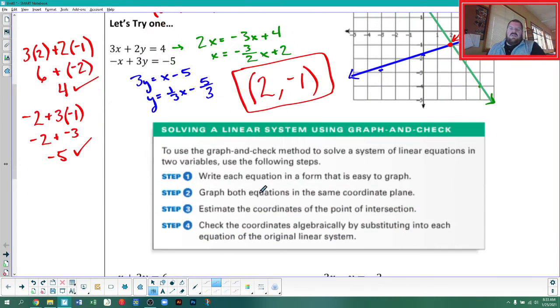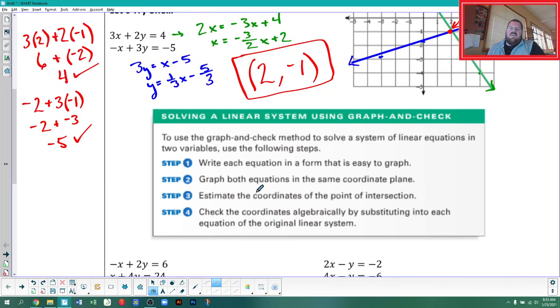But anyways, to use the graph and check method, just the 4 steps they give: write each equation in a form that's easy to graph. We did that. We could have graphed it in standard form and looked at the intercepts, but they were somewhat ugly intercepts, even though we dealt with some of the ugliness anyways. Let's see, so write each equation in a form that's easy to graph, graph both of them on the same coordinate plane, estimate the coordinates of intersection, and I'm really good there.